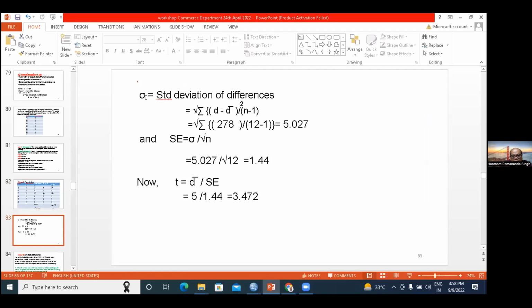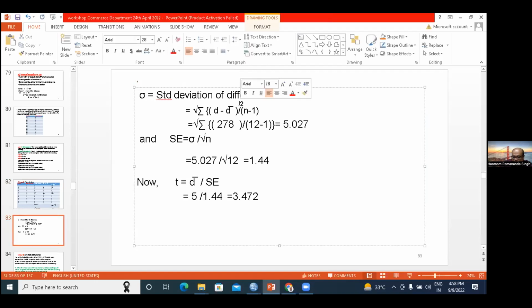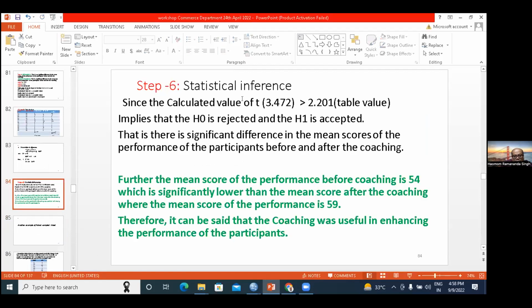is: the standard deviation of the difference is the root of the sum of d minus d bar whole square divided by n minus 1. You substitute, find SE, and substitute here 5 divided by SE, so your t value is 3.472. So you compare this with the table value. Since the calculated value of t is greater than the table value of 2.201, H0 is rejected and H1 is accepted. There is a significant difference in the mean score of the performance of the participants before and after coaching.